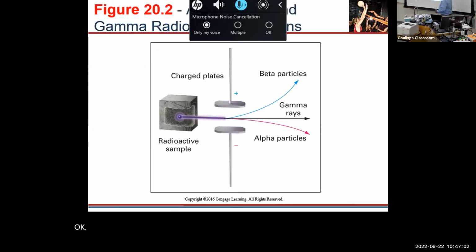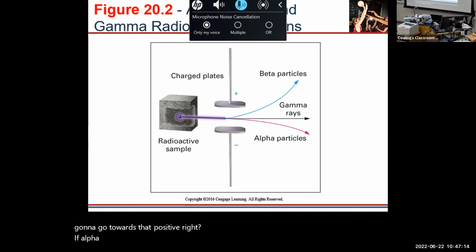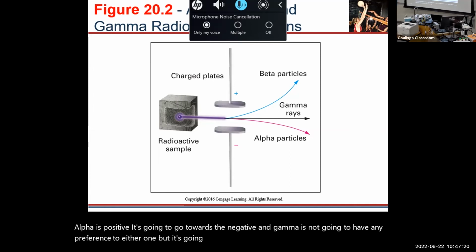Okay, so this is just showing us the different charges. I told you beta is negative. So if beta is negative, it's going to go towards the positive, right? If alpha is positive, it's going to go towards the negative. And gamma is not going to have any preference to either one, so it's going to shoot straight through.